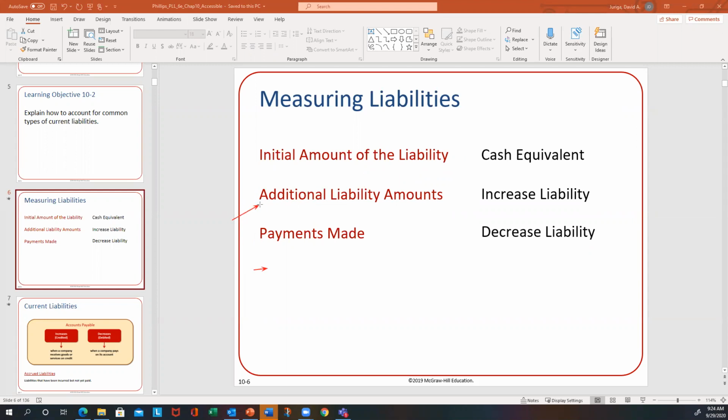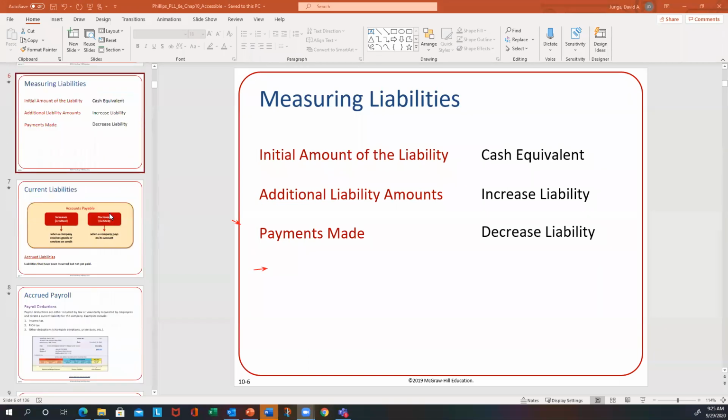Eventually, sometimes you might have more debt that you take on, and of course, the other issue is when you actually make the payment on your debt. So again, for the initial liability, when you borrow the money, of course you're going to increase cash, and then you're going to be crediting either a note payable or accounts payable. And then of course, if you borrow more money, you're going to be increasing that. And the other issue is when you actually make the payments, you'll be reducing cash, and also reducing that liability.